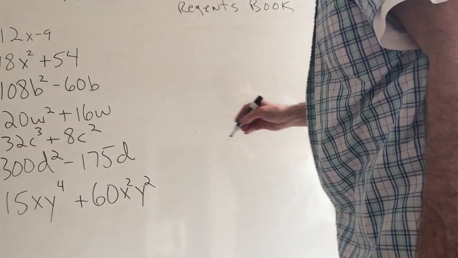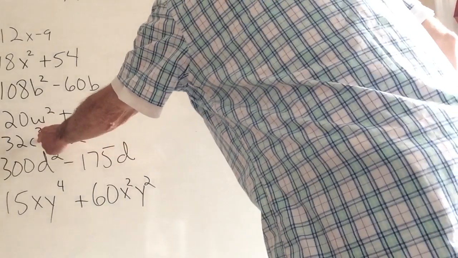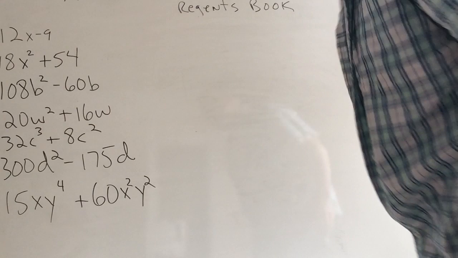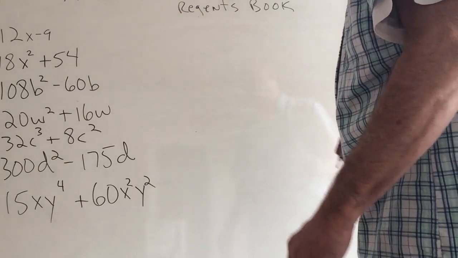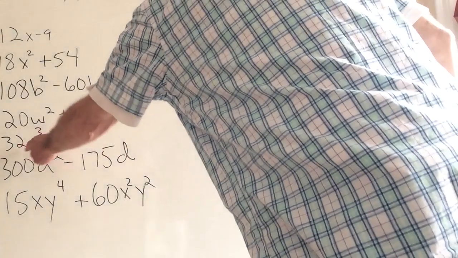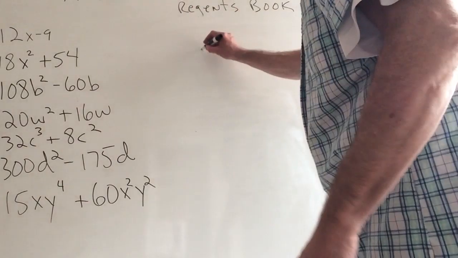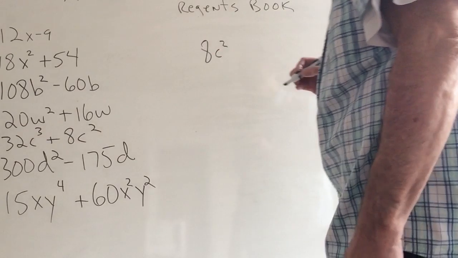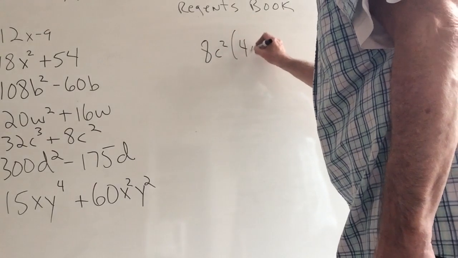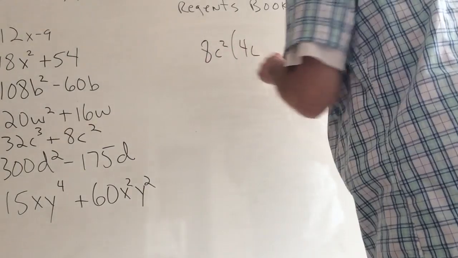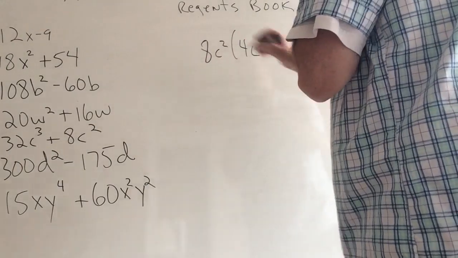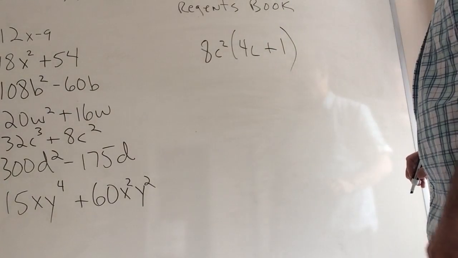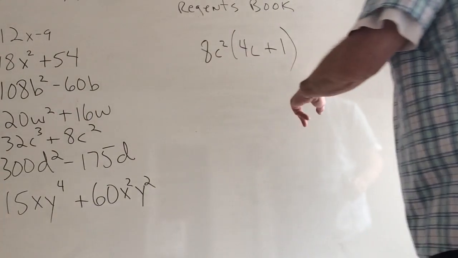And here, I just have to notice that I have 3 to the third, C to the third, and C to the second. So we want to make sure we take that all into account here. And isn't 32 a multiple of 8? So really, it's 8C squared times 4C, check. 8 times 4 is 32C times C. And then, since it's the same as this one, what's left? 1. Okay? So you can double check yourself going backwards.